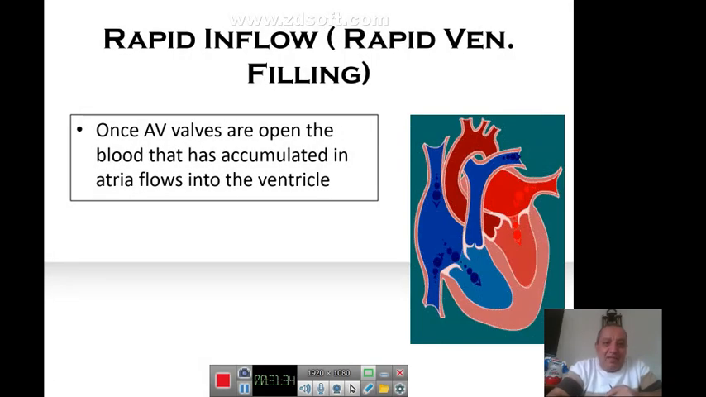Okay. Then the last phase is the rapid inflow, or rapid venous filling, as we call it. It means, again, diastole, cardiac diastole: movement of the blood passively from the upper part of the heart to the ventricles. So we started by it, and now we end the cardiac cycle with cardiac filling again.